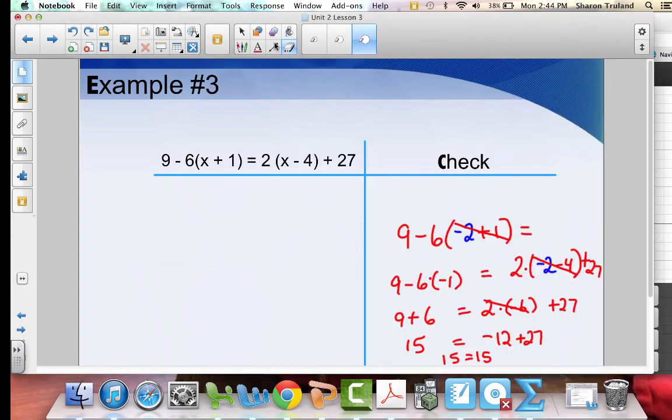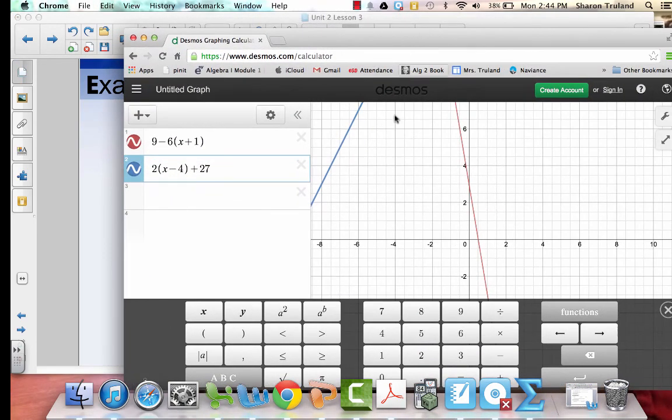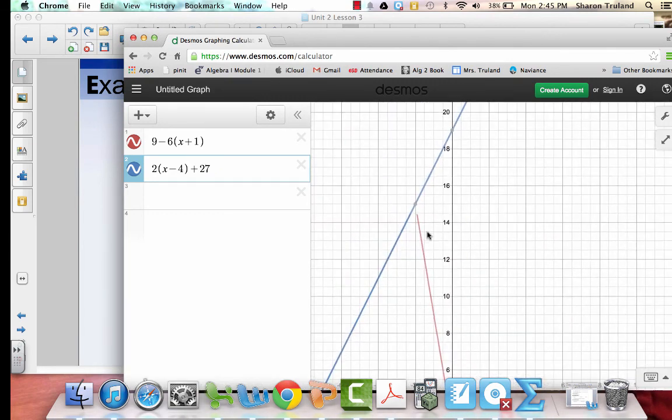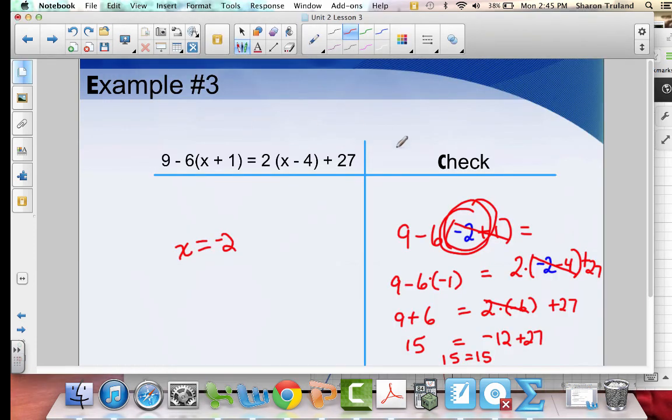When my x value is negative 2, we said, right? We said when x equals negative 2. All right, let's see. Let's drag this down until they cross, and look at that, the x value is negative 2. So we are going to learn how to use this method when we get our graphing calculators, which we're going to be getting pretty soon.